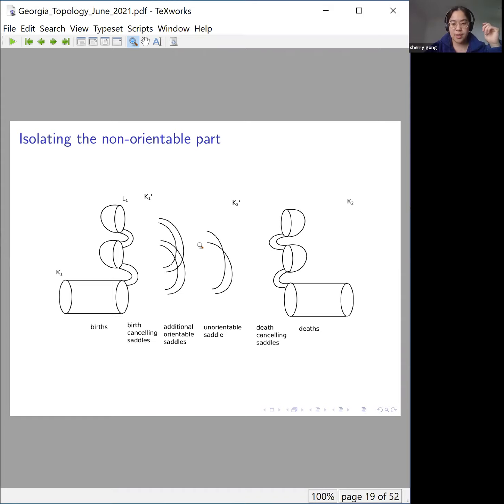So actually, you can just have all these additional orientable ones followed by an unorientable saddle. And then you have these death canceling saddles, the saddles that break off components corresponding to the deaths. And then you have the deaths. So this is similar to their decomposition, except that we have to keep track of one unorientable saddle.